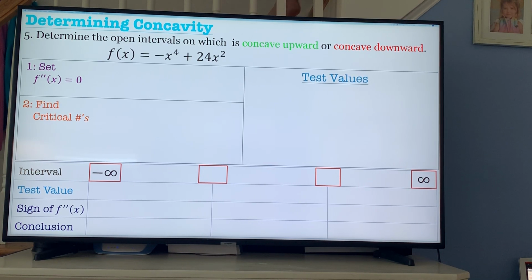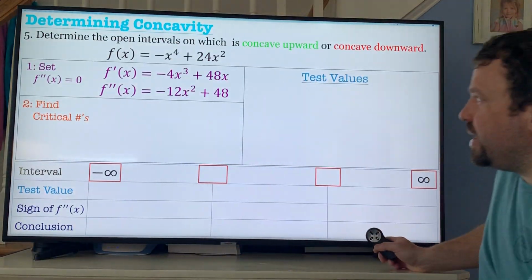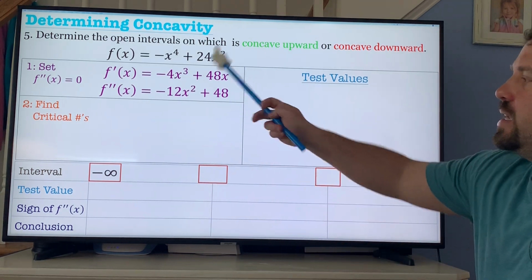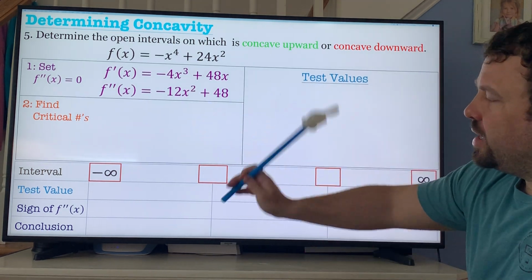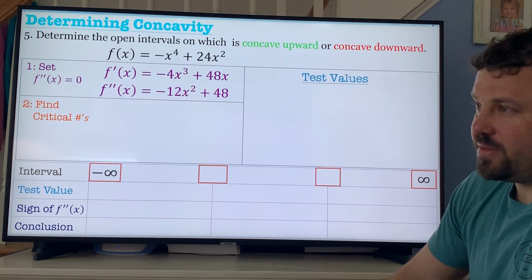Good, you should have an answer. You have your first derivative, right? And you derive it again, and you get negative 12x squared plus 48. Now, after you derive it, you're going to find the critical number. You do that by setting that equal to 0 or undefined. Not a fraction, so you just have to set it equal to 0. So go. Now you're going to have to pause it.